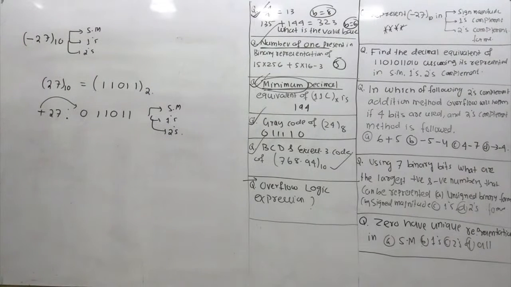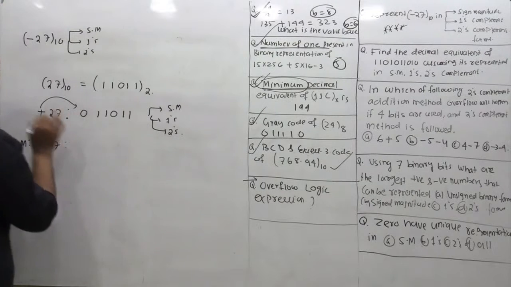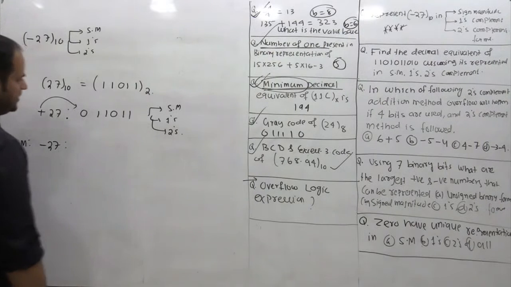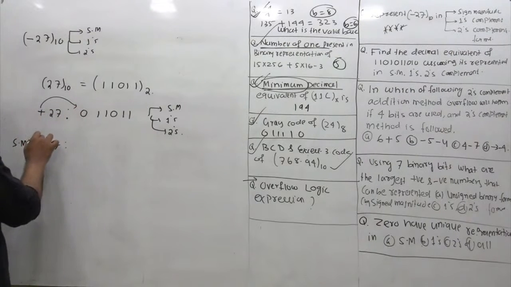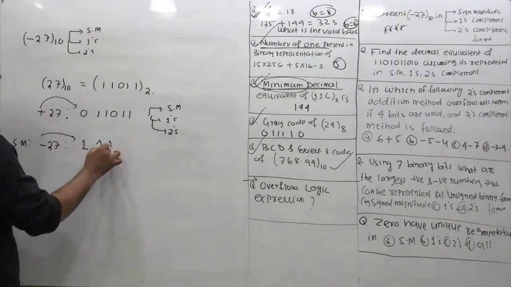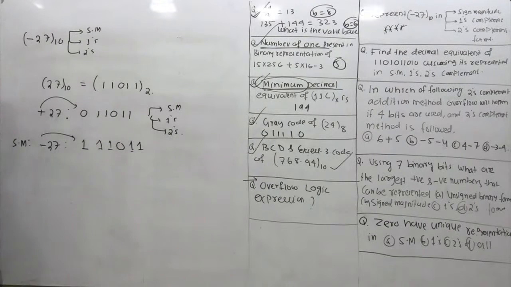Hope this is clear. Then let me show you how to represent minus 27 in sign magnitude form, how to represent minus 27 in 1s and how to represent minus 27 in 2s. So in sign magnitude form the logic is very straightforward. Like in this case for plus you have given 0, so for minus you should give 1, again followed by this bit combination 1, 1, 0, 1, 1. This is minus 27 in sign magnitude form.